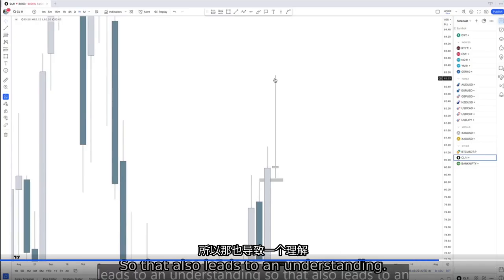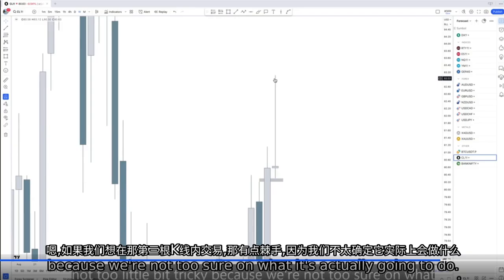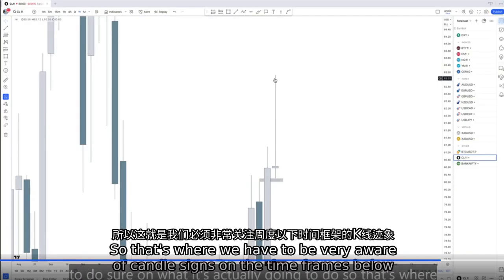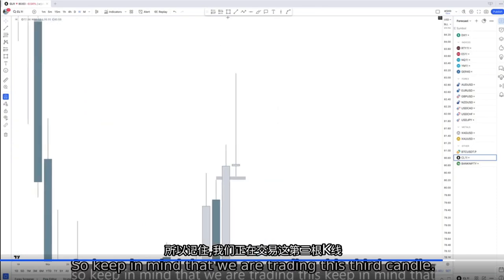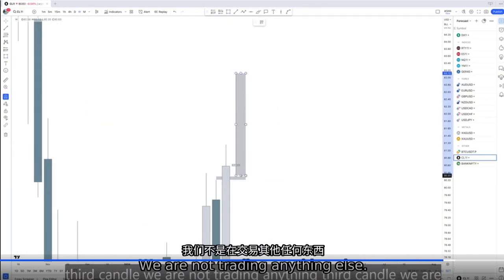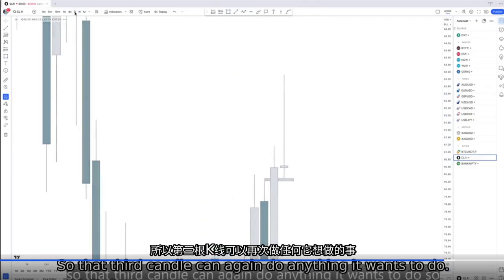So that also leads to an understanding. Well, that third candle, if we want to trade inside that third candle, that's a little bit tricky because we're not too sure on what it's actually going to do. So that's where we have to be very aware of candle signs on the time frames below the weekly right here. So keep in mind that we are trading this third candle. We are not trading anything else. We are trading that third candle at that moment in time. So that third candle can again do anything it wants to do.